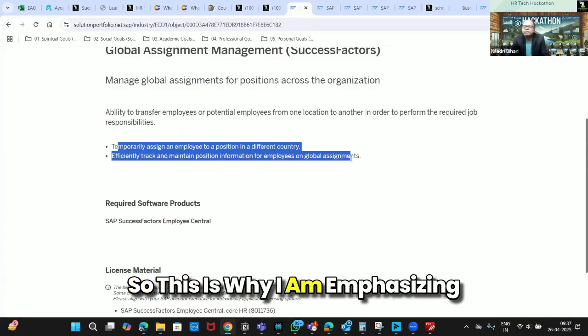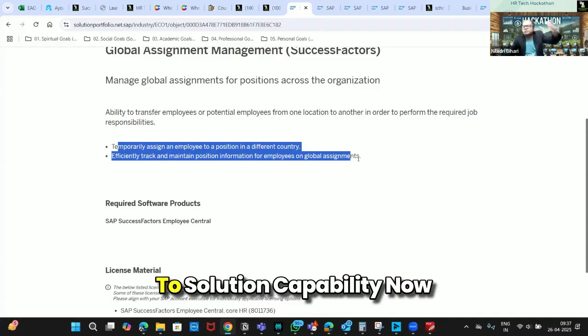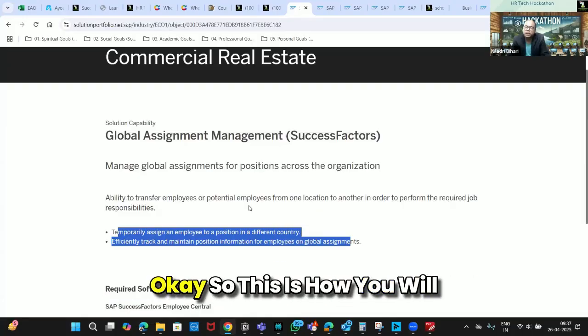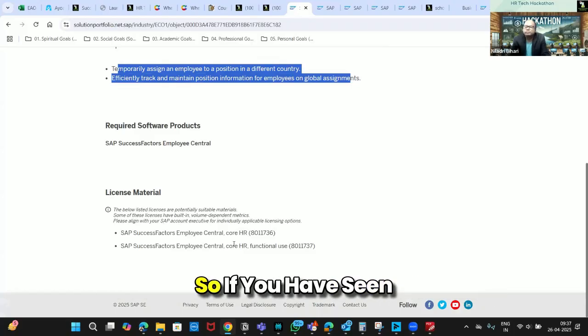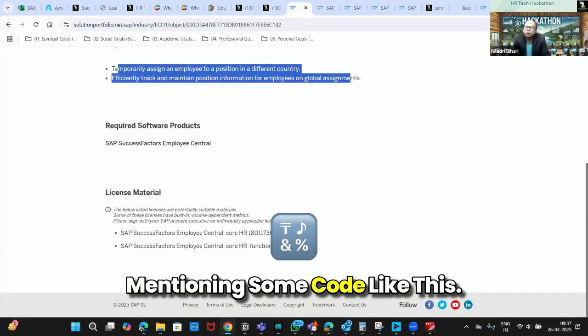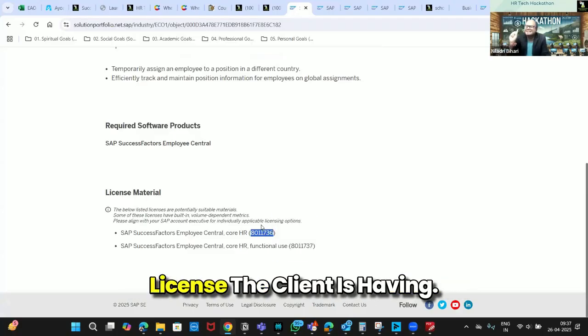This is why I am emphasizing going deep dive from business area to business capability to solution capability, and then to industry and your typical product. This is how you will be positioning and understanding. If you have seen any licensing material, they mention some code like this, so you will also be able to relate which code, which license the client has.